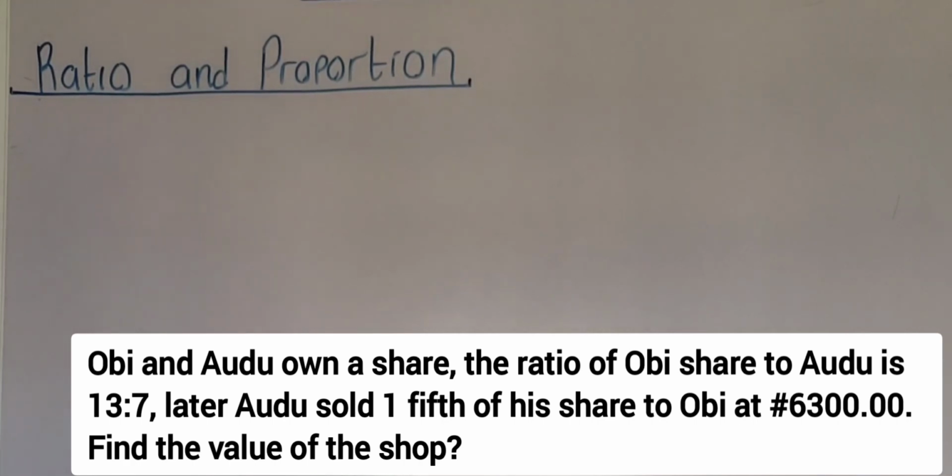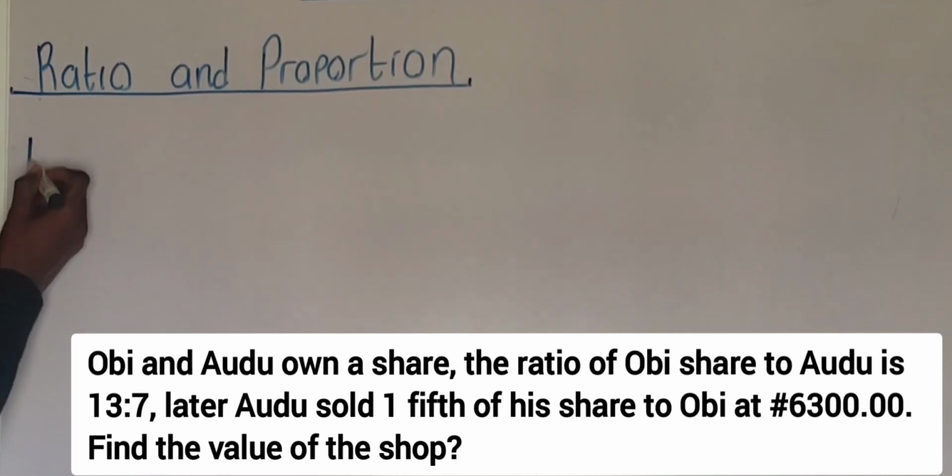Okay, let's start by writing out the information that we're given in the question. We are given that Obi and Audu own a shop, and the ratio of Obi's share to Audu is 13:7. So we have the ratio.